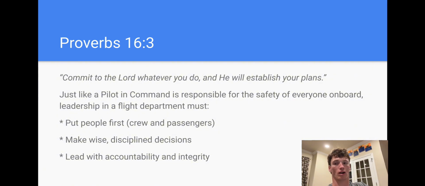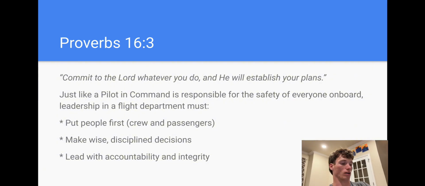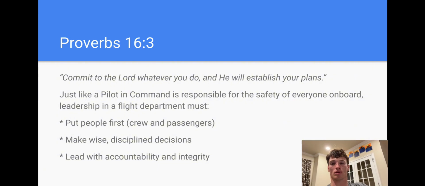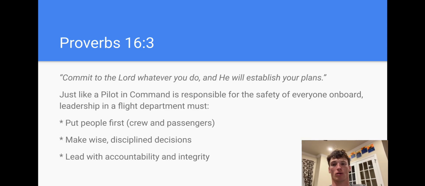We don't want our decisions to be based off of whatever we want to do. We make wise, disciplined decisions. We need to take a step back, look at things from an outside view, and make sure the choices that we make are sensible. We need to lead with accountability and integrity. We want to keep our word and make sure that we hold ourselves accountable for the things that we claim.